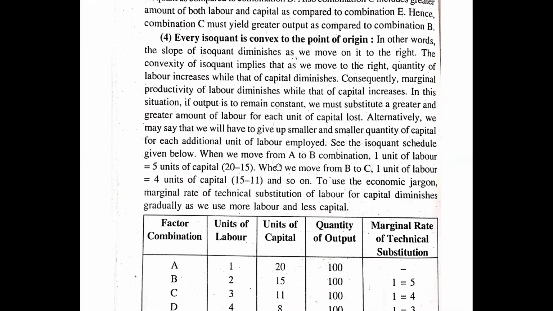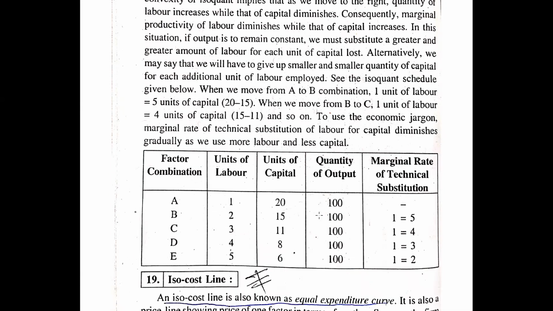When we move from A to B combination, 1 unit of labor is equal to 5 units of capital. So when we move from B to C, 1 unit of labor is equal to 4 units of capital, and so on. To use the economic jargon, the marginal rate of technical substitution of labor for capital diminishes gradually as we use more labor and less capital.